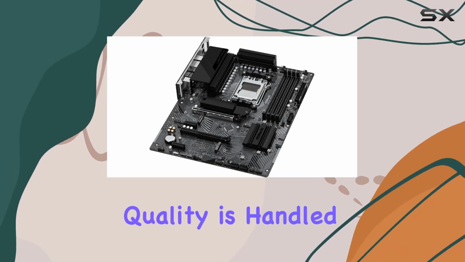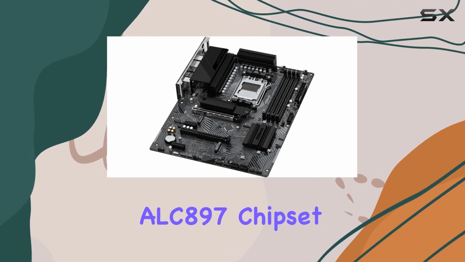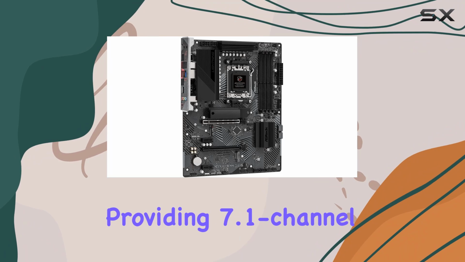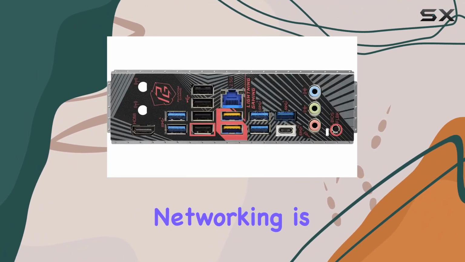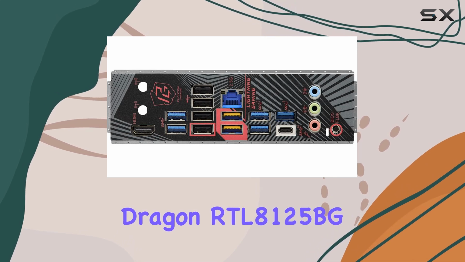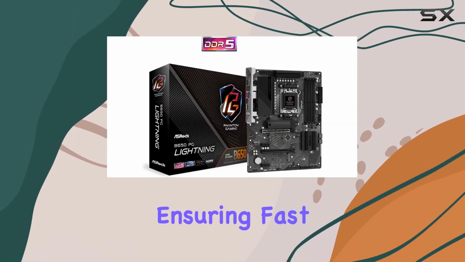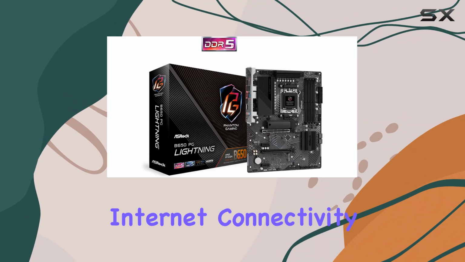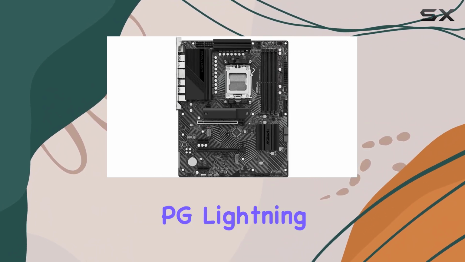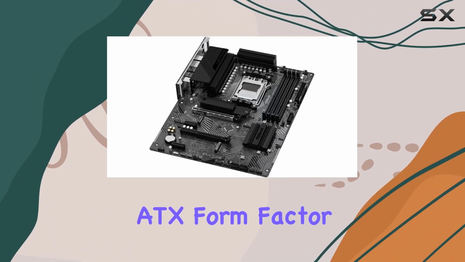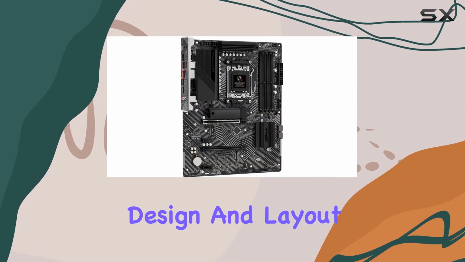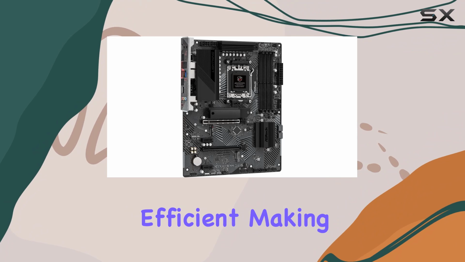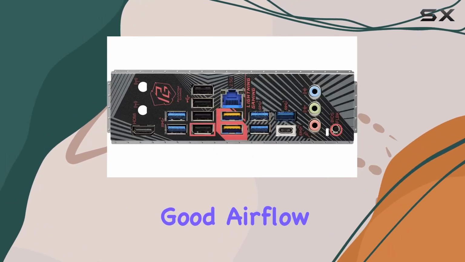Audio quality is handled by the Realtek ALC897 chipset, providing 7.1 channel HD audio for an immersive sound experience. Networking is powered by the Dragon RTL8125BG LAN chipset, ensuring fast and reliable internet connectivity. The ASRock B650 PG Lightning comes in an ATX form factor, making it suitable for a wide range of cases. Its design and layout are clean and efficient, making it easy to build with and ensuring good airflow and cooling.